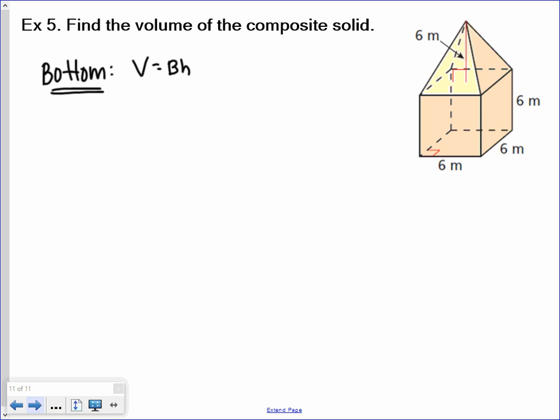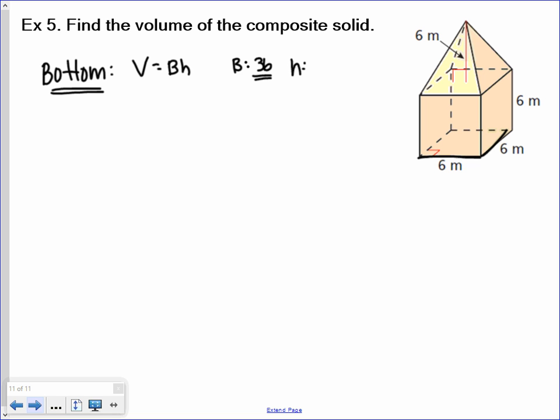This is a composite solid, so there's no formula for a prism and a pyramid put together. We're going to find the volume of the prism and the volume of the pyramid and then add them. So right now I'm just finding the volume of the prism on the bottom, which is this formula. Our capital B is the area of the base. The base is a square. What's base times height here? 6 times 6. 36. There's your capital B.